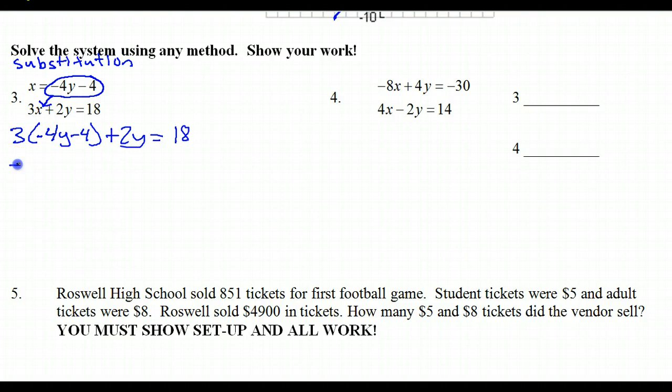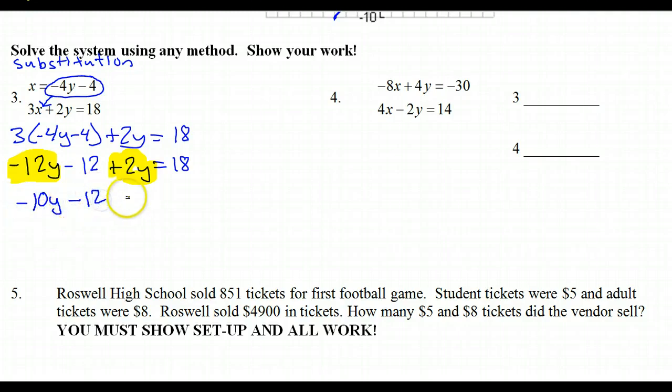A little distributive property, and we get -12y minus 12 plus 2y is equal to 18. If I combine these like terms, all right, your 2y and your -12y, these are like terms. If I put those together, I get -10y minus 12 is equal to 18. So then I need to add 12 to both sides. So that's going to give me -10y is equal to 30.